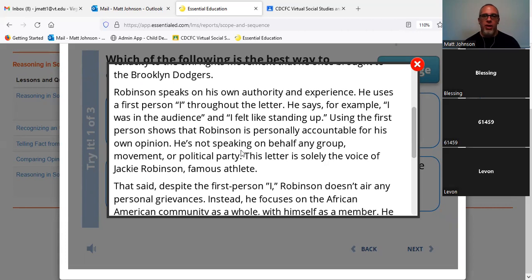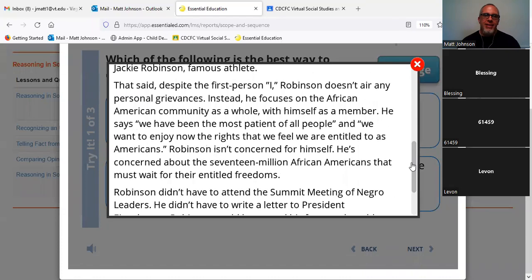Using the first person shows that Robinson is personally accountable for his own opinion. He's not speaking on behalf of any group, movement, or political party. This letter is solely the voice of Jackie Robinson, famous athlete. That said, despite the first person I, Robinson doesn't air any personal grievances. Instead, he focuses on the African-American community as a whole, with himself as a member. He says, we have been the most patient of all people, and we want to enjoy now the rights that we feel we are entitled to as Americans.